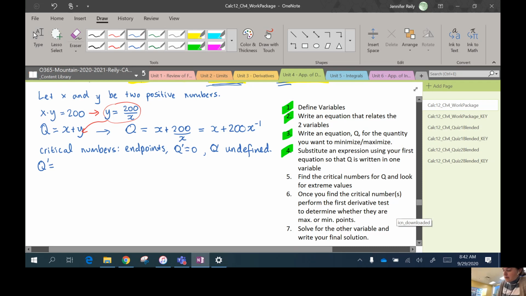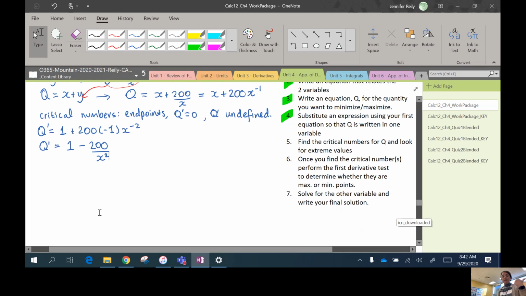Okay, so I'm taking the derivative of my Q function. Derivative of x is 1. The 200 is just a constant multiple, so I'll pull it out. Now we use the power rule. So the -1 comes down. We have x to the power of -2. I'm going to rewrite this with a positive exponent because it'll be easier to solve for my critical numbers. Okay, so that's my Q prime.